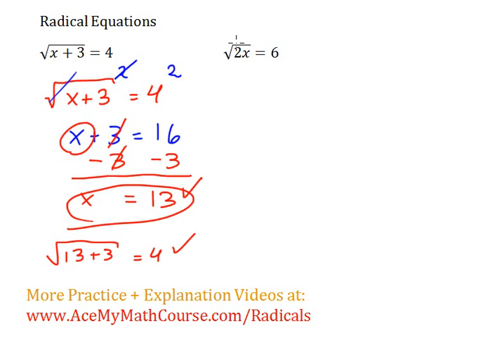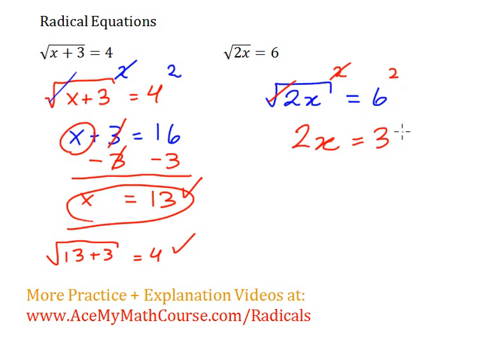Okay, how about over here? We have the square root of 2x, and that's equal to 6. We already have the square root, basically, on its own on the left-hand side of the equation. That's a good thing, because then we can already square both sides, thereby getting rid of the square root over here. So we have 2x equals 6 squared, which is 36.